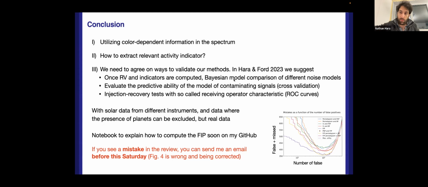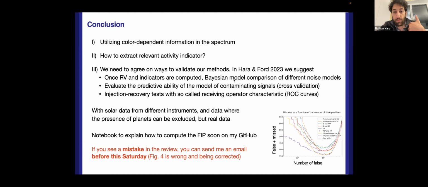How to reduce the information from the spectrum, where is the information in the spectrum, and how can we reduce it to indicators, is also something that we need to evaluate. And something which seemed very important to us is how to validate our method. And so this pertains also to how we will build the new data challenges for the community. And so we suggested 3 ways forward.